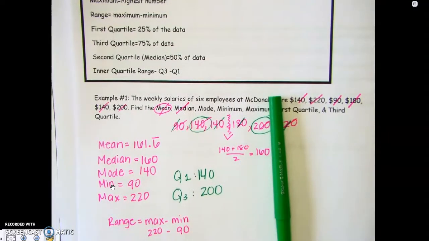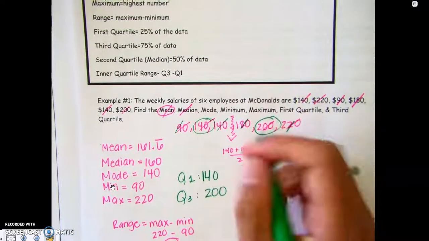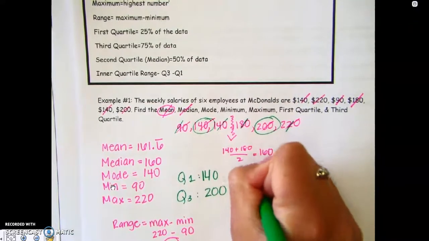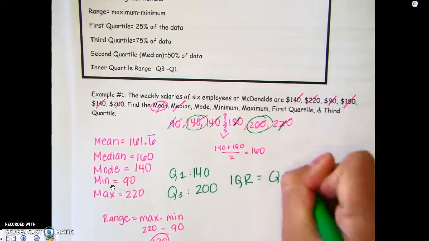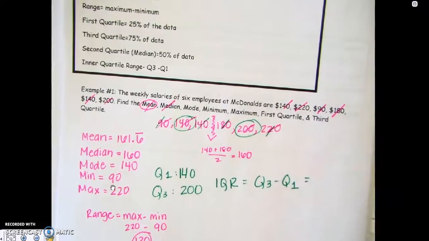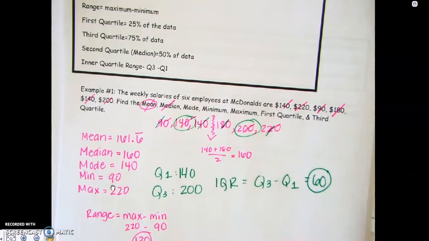And so my range would be 130. So that would be my range there. My interquartile range, or IQR, would be quartile 3 minus quartile 1. So I'm going to do 200 minus 140, and that is actually 60. So my interquartile range is 60.